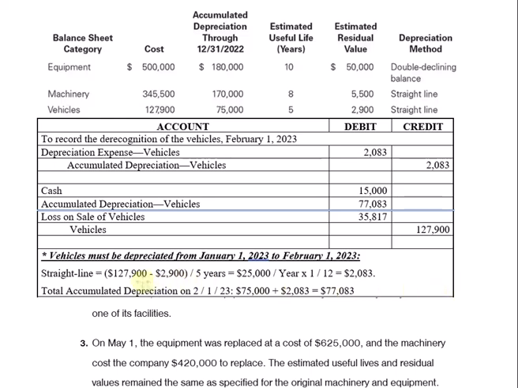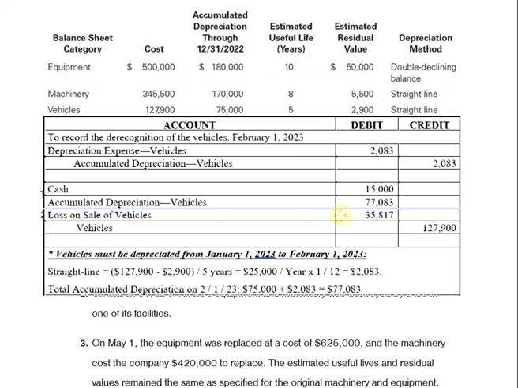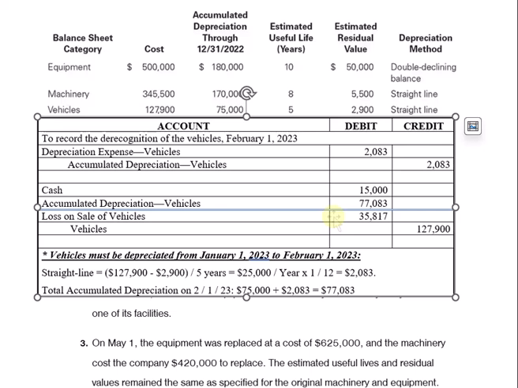Look down here. $127,900, that was the cost, less the $2,900 residual value, divided by 5. So the annual depreciation was $25,000 per year, but we only had 1 month of the year, because we sold it on February 1st. So we're only going to record 1/12 of depreciation. That's $2,083. To record that depreciation expense, we debit depreciation expense for vehicles, and we credit accumulated depreciation.